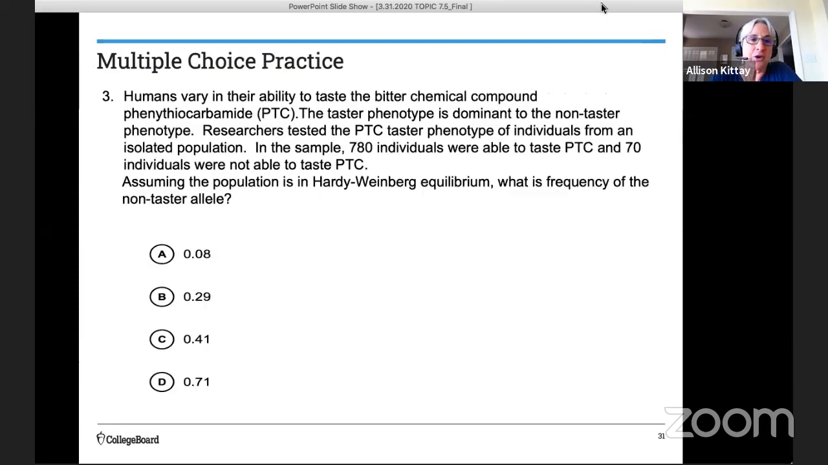All right, one more. Okay, so humans vary in their ability to taste the bitter chemical compound phenylthiocarbamide, PTC. The taster phenotype is dominant to the non-taster phenotype. Researchers tested the PTC taster phenotype of individuals from an isolated population. In the sample, 780 individuals were able to taste PTC and 70 individuals were not able to taste PTC. Assuming the population is in Hardy-Weinberg equilibrium, what is the frequency of the non-taster allele? Again, think about what they're giving you. Think about what they're asking you to solve for. Do your math and come up with an answer choice.